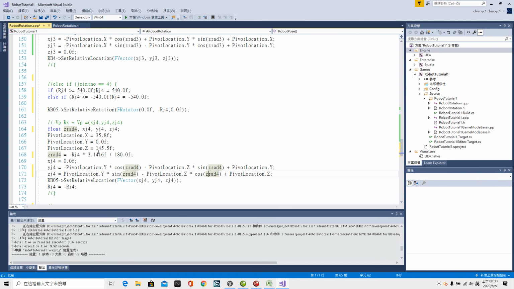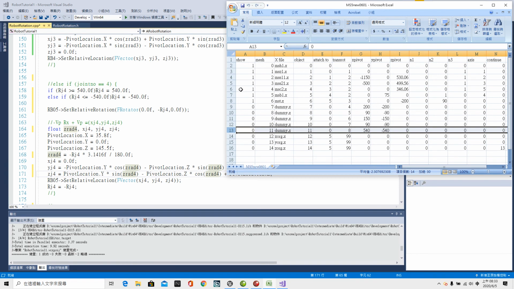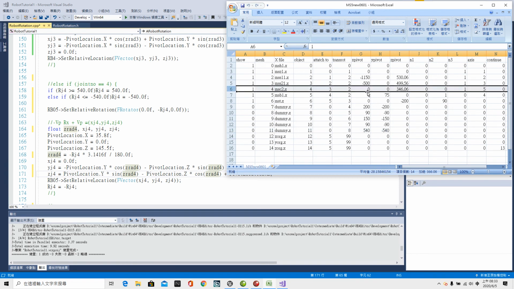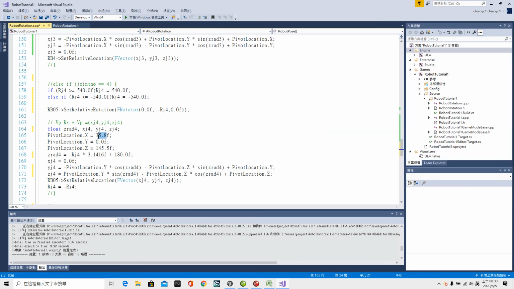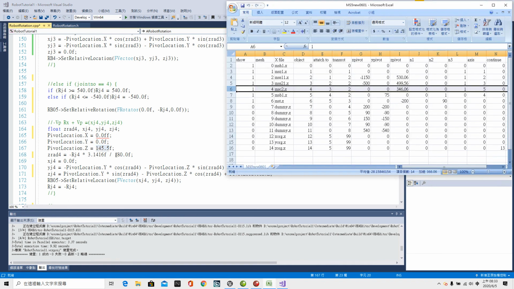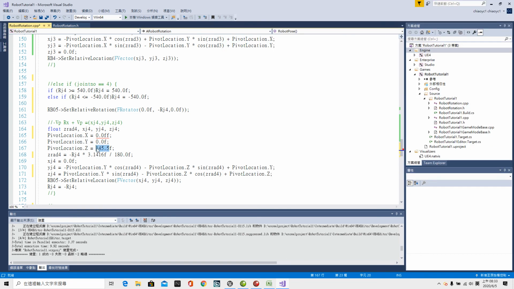And let's check the pivot point first. The pivot point for MSC is 0, 0, 34.606. So the X is 0 F semicolon. Y 0. As to the Z is 34.606.